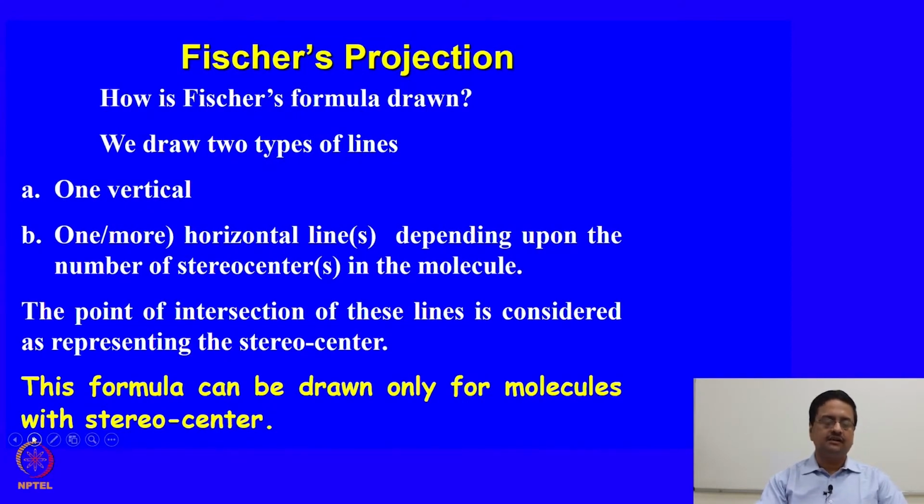So the first question is how the Fisher's formula is drawn. We draw two types of lines, one vertical line and one or more horizontal lines depending upon the number of stereocenters in the molecule. The point of intersection of these lines is considered as the stereocenter. This formula can be drawn only for molecules with a stereocenter. That is very important. We should not draw a Fisher projection for a molecule where there is no stereocenter present in the molecule.